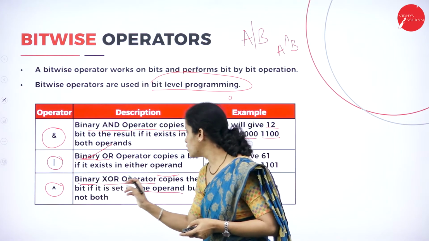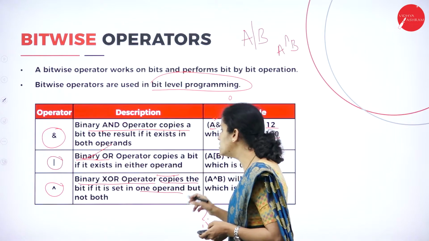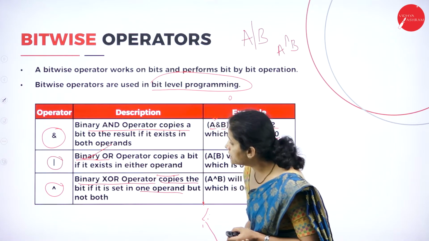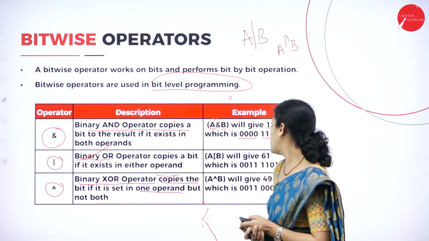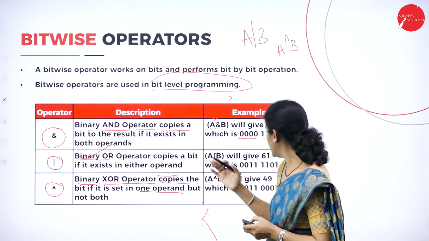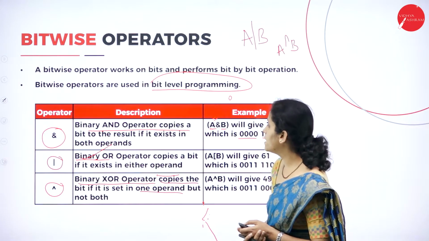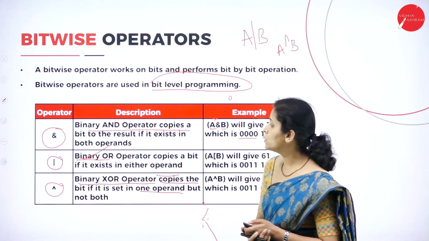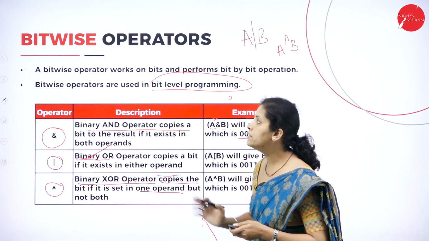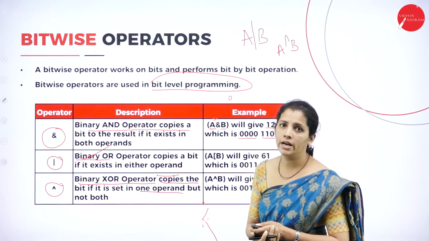So the binary XOR operator copies the bit if it is set in one of the operands, but not in both. Okay, these are the examples for bitwise operators.